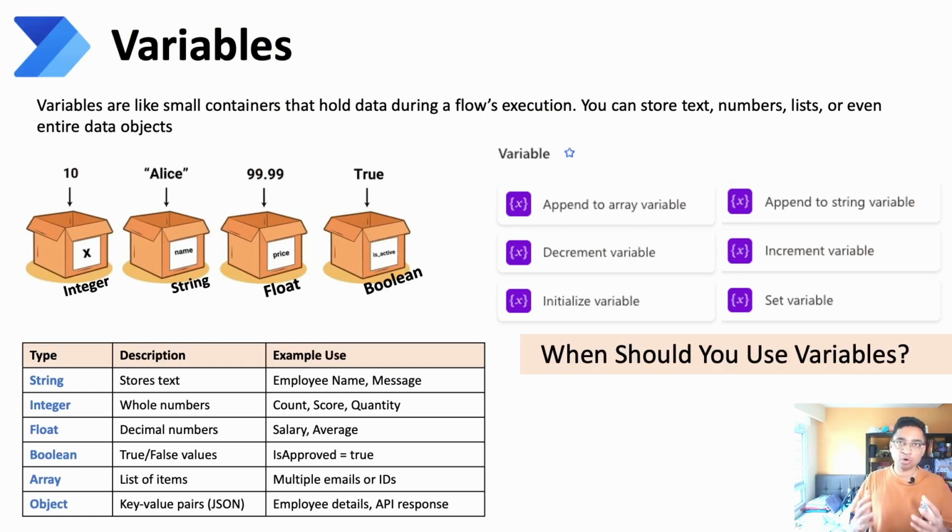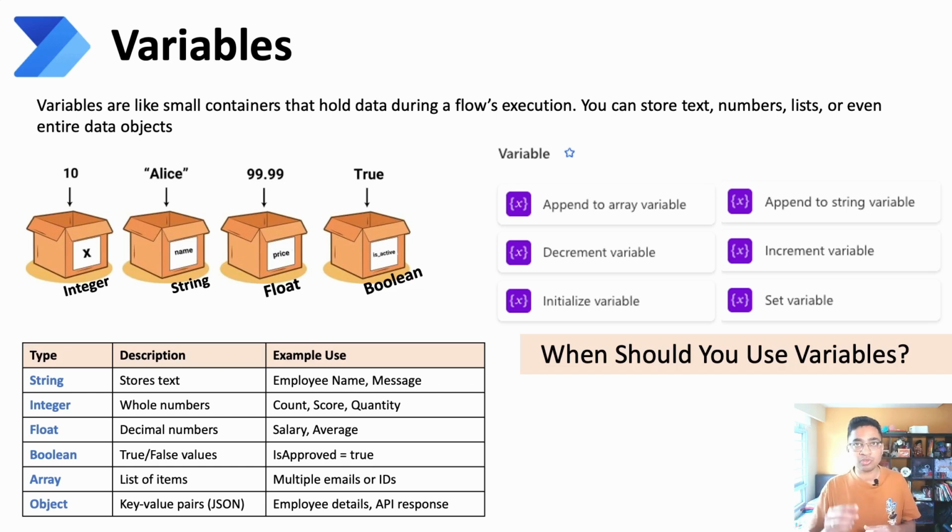Variables are like small containers that hold information during your flow execution. You can think of them as boxes. In a box, you can store information, you can replace the information in the box, remove it, or change it. Similarly, in programming, you have variables which can store different kinds of data inside them, and you can use them during the whole flow execution.